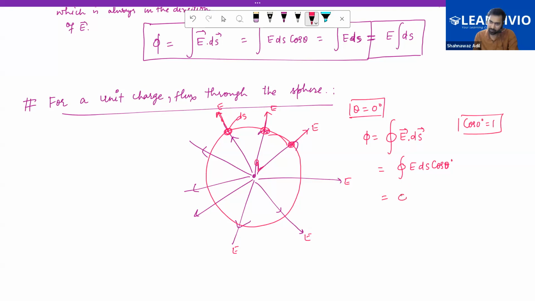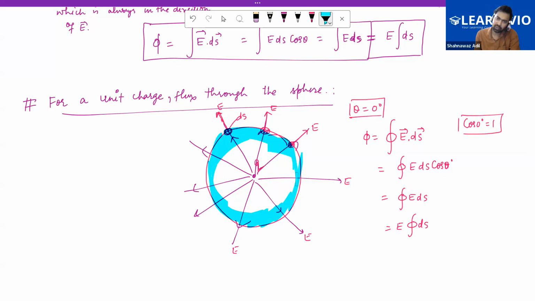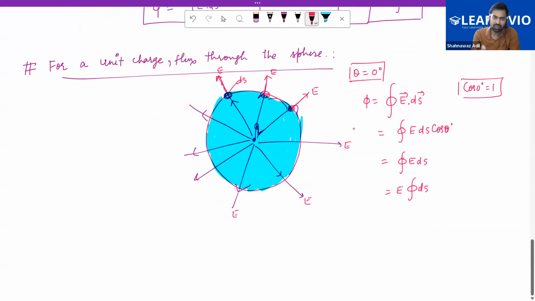So this is simply E ds. And you see that this electric field is uniform, so I can take it outside. And this is the integral of ds. So I have to integrate this whole area. Can you tell me what would be this whole area? What kind of shape is this? It's a sphere.